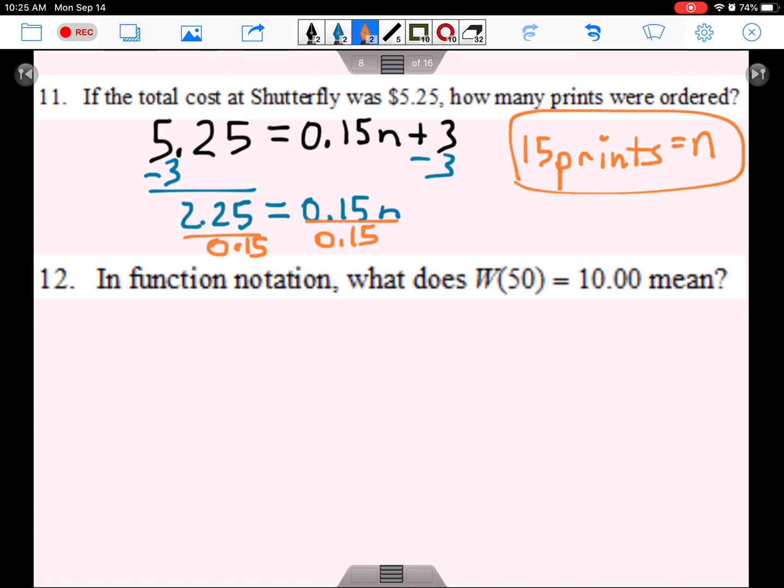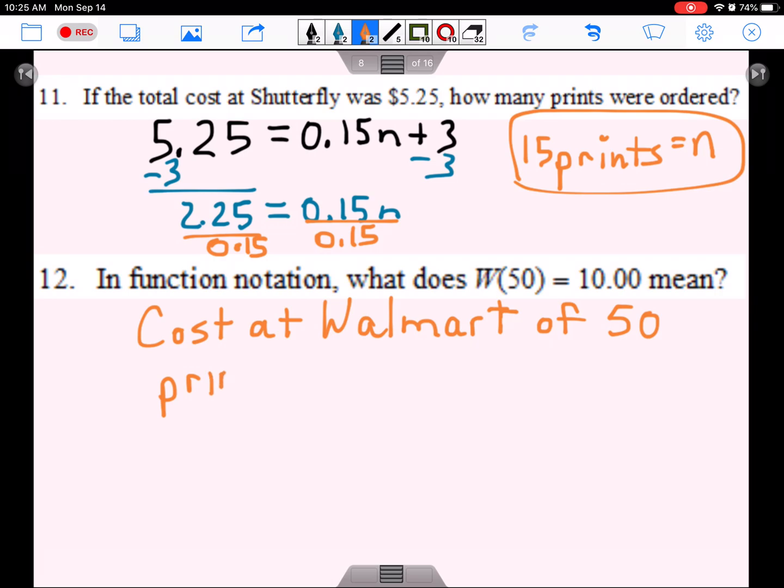What does this mean? W of 50 equals $10. So W is representing the cost at Walmart. The cost at Walmart of 50 prints is $10. Notice that it does not mean W times 50. This is function notation.